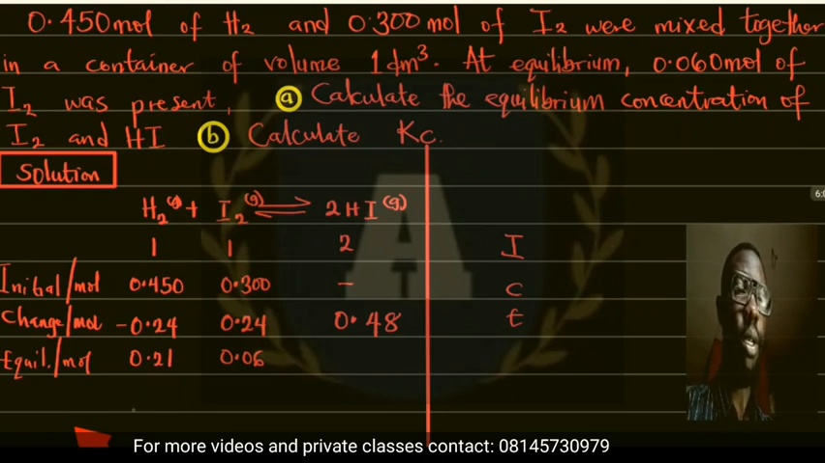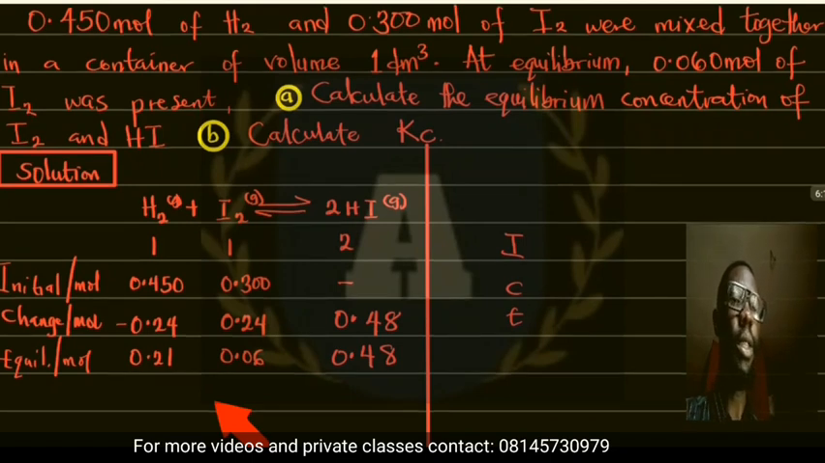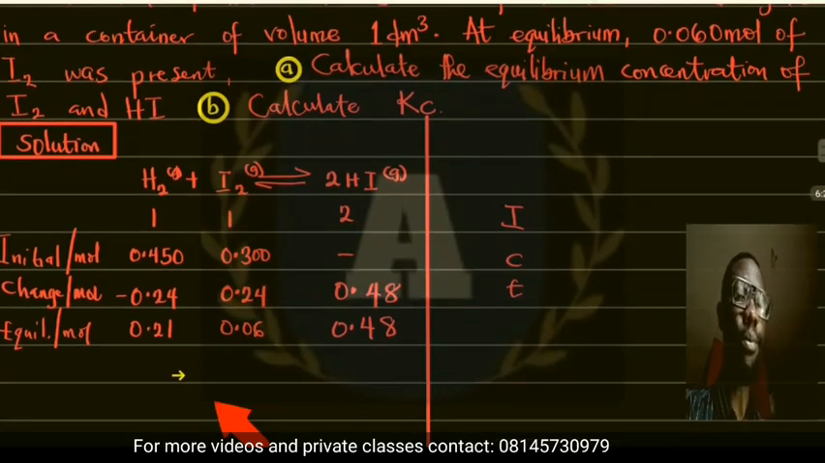0.21 effortlessly, and this, 0 minus 0.48, this minus this, that will be 0.48. So therefore it is seen that the equilibrium mole for hydrogen is 0.21, then for I2 is this, and for hydrogen iodide is this.